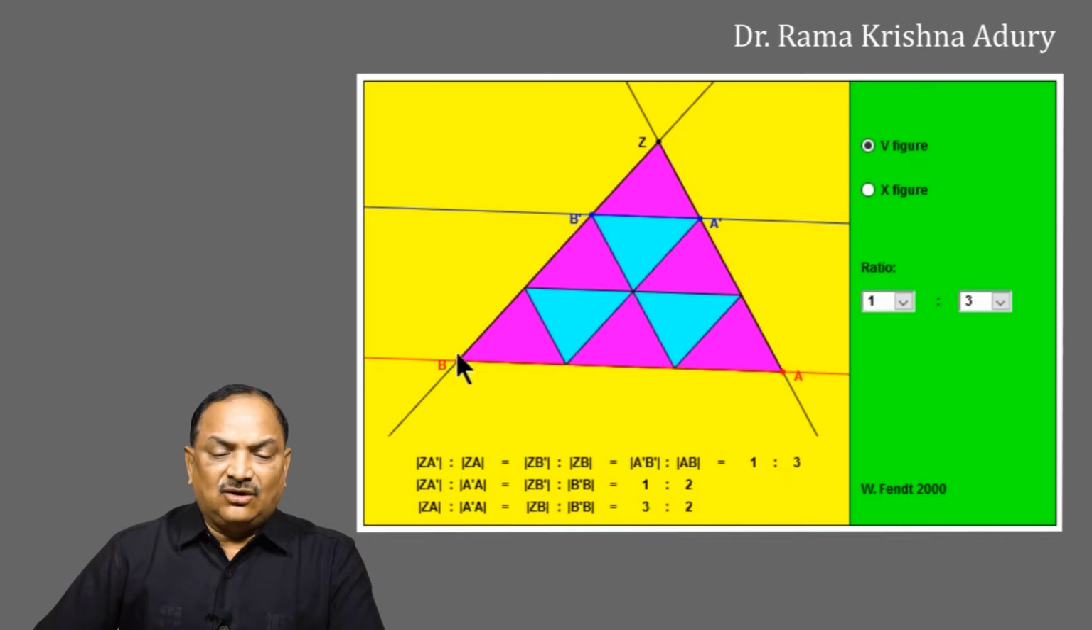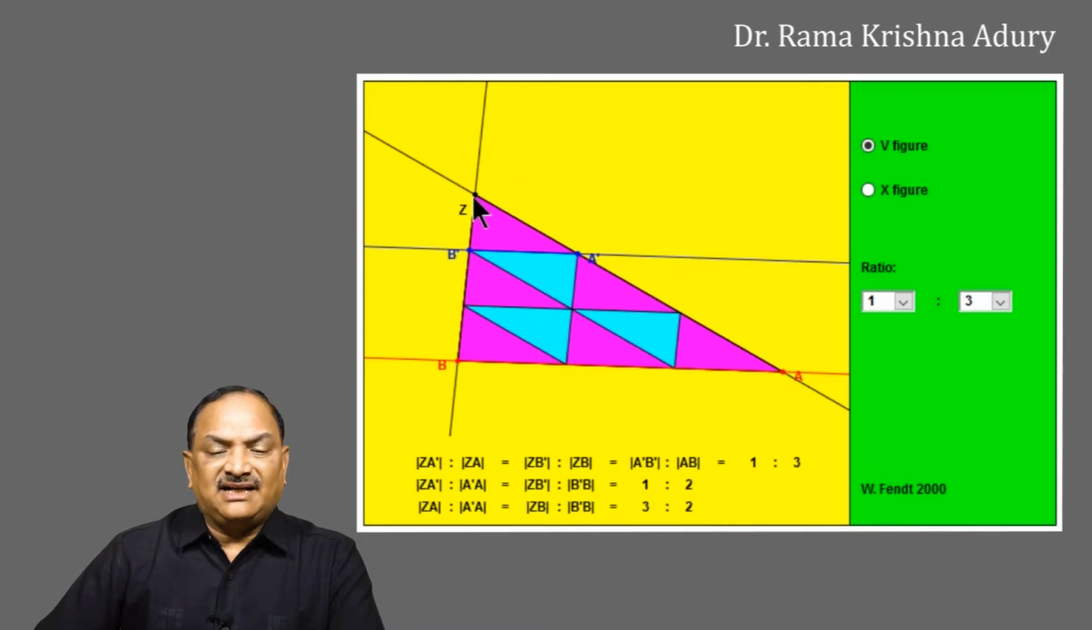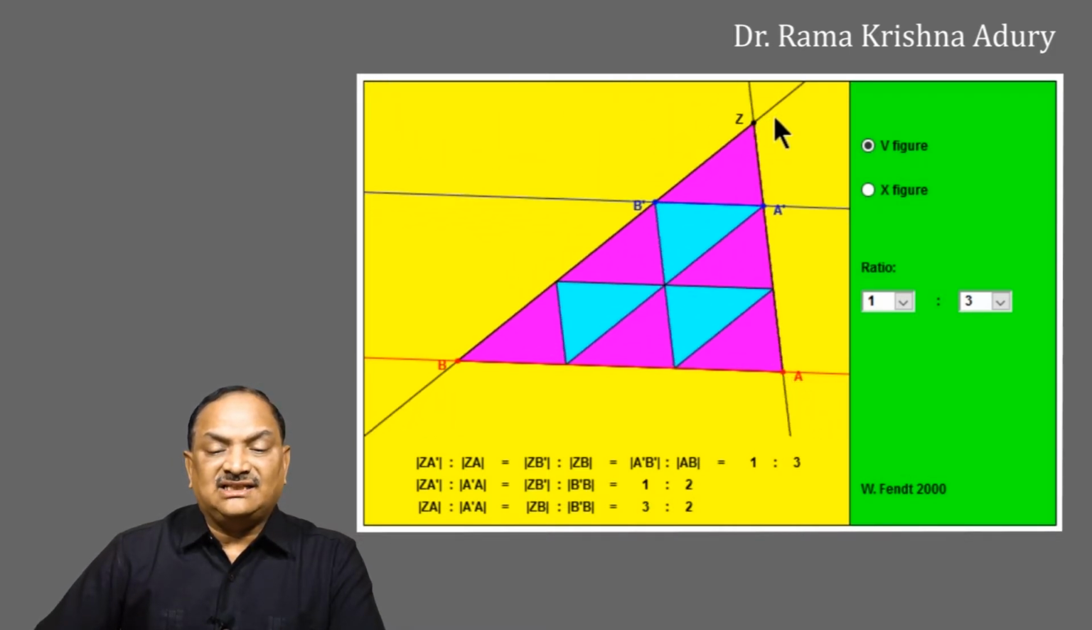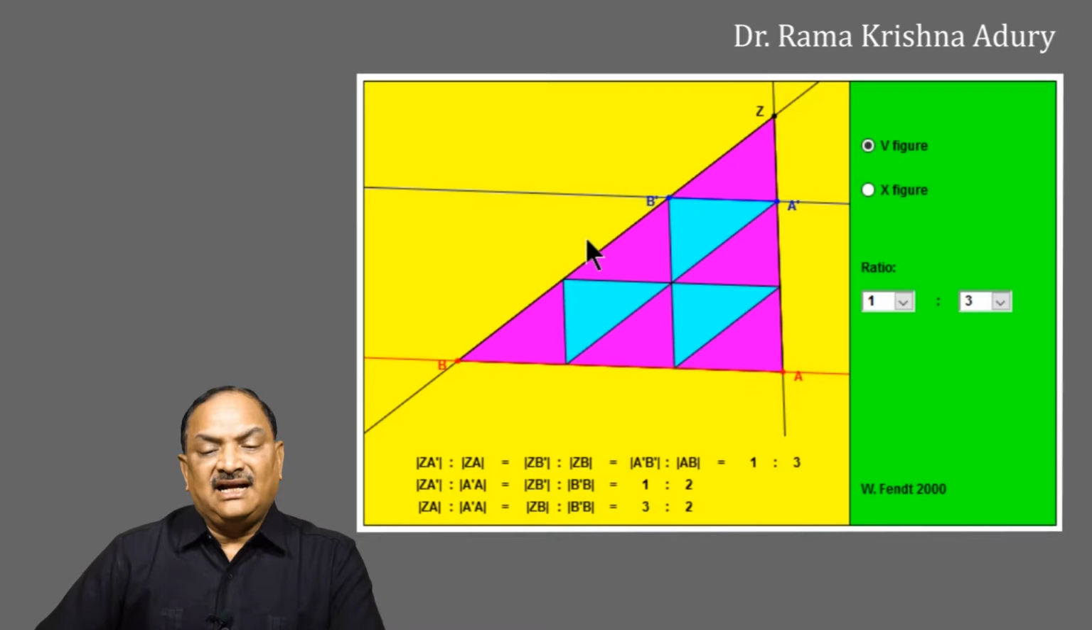And if you want to take the whole thing, you take it as 3 units actually. B'Z is 1 unit and BZ is 3 units. On this side, A'Z is only 1 unit and AZ is 3 units. That's why they say the ratio is 1 is to 3 here. So even if you change the shape of the triangle, the ratio does not change. This is 1 unit and here you have 2 units. And this is 1 unit and here you have 2 units.